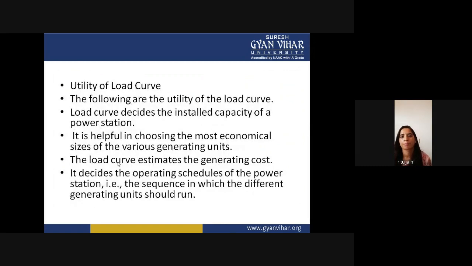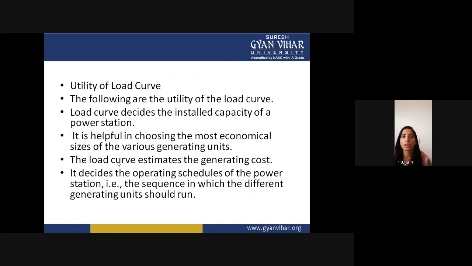Utility of load curve. The following are the utilities of the load curve. Load curve decides the installed capacity of a power station. If you don't know how much load you require, then you are not able to generate the electricity. So load curve decides the installed capacity of a power station. It is helpful in choosing the most economical size of the various generating units, because there are different generating units in a power plant. So most economic generation is that you are connecting those generating units according to your load.